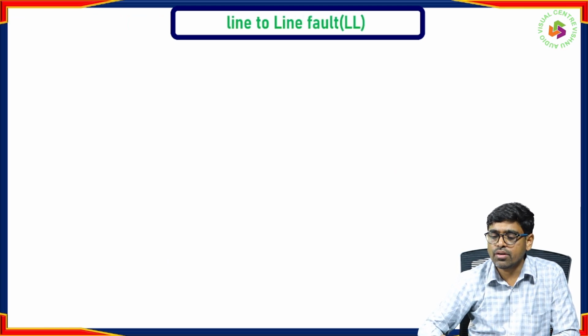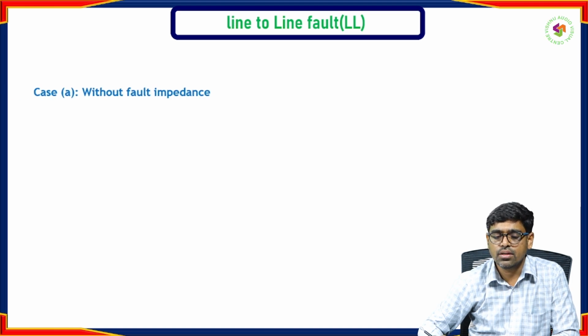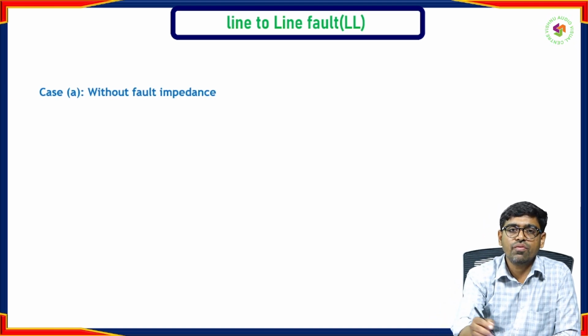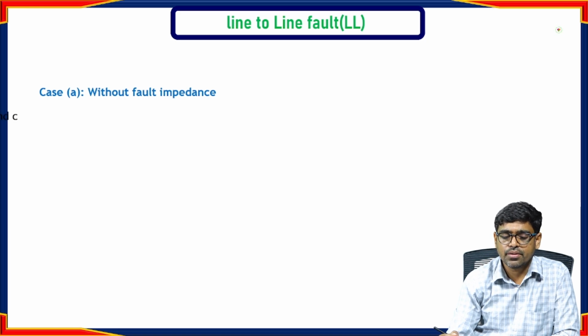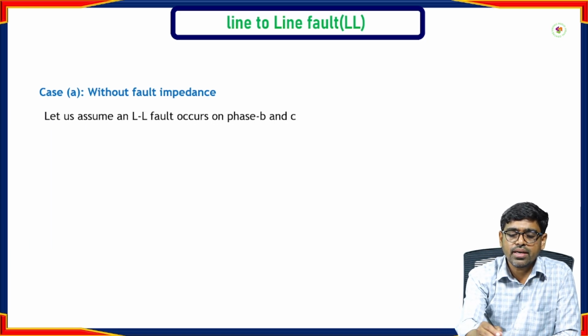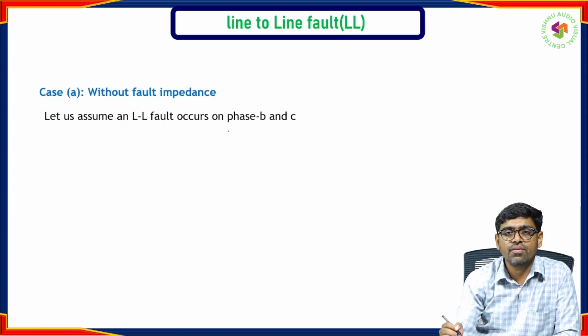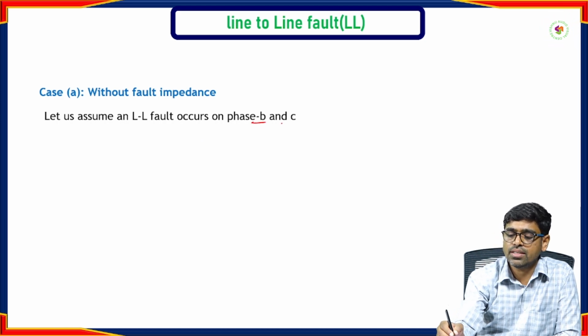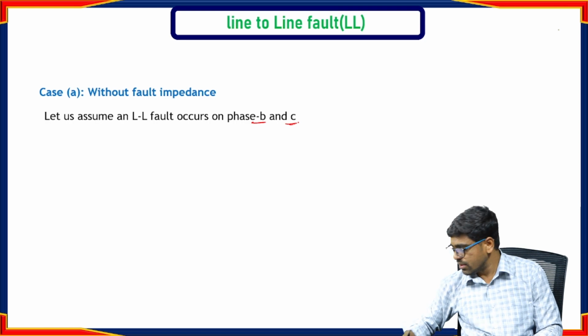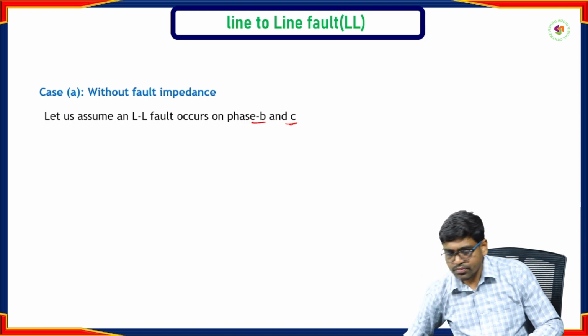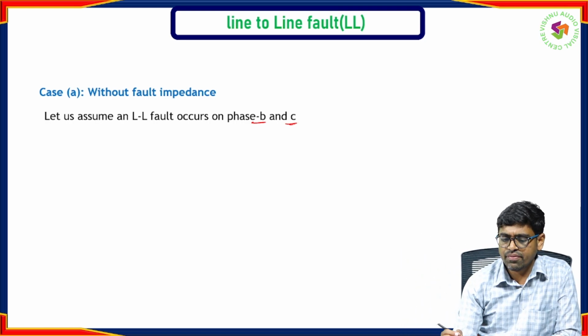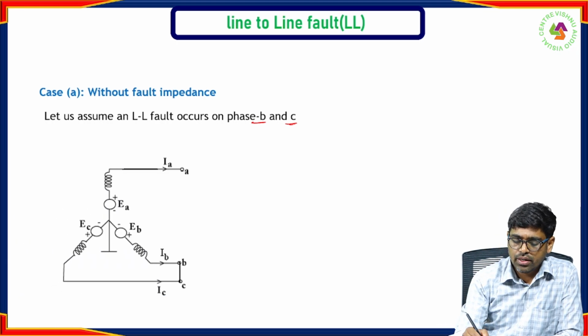Next is double line to ground fault. Next fault analysis we need to analyze is line to line fault, what is known as double L fault. So without fault impedance, how can we calculate it? Let us assume that the double L fault occurs on phase B and C. So the fault occurs at the B phase and C phase.